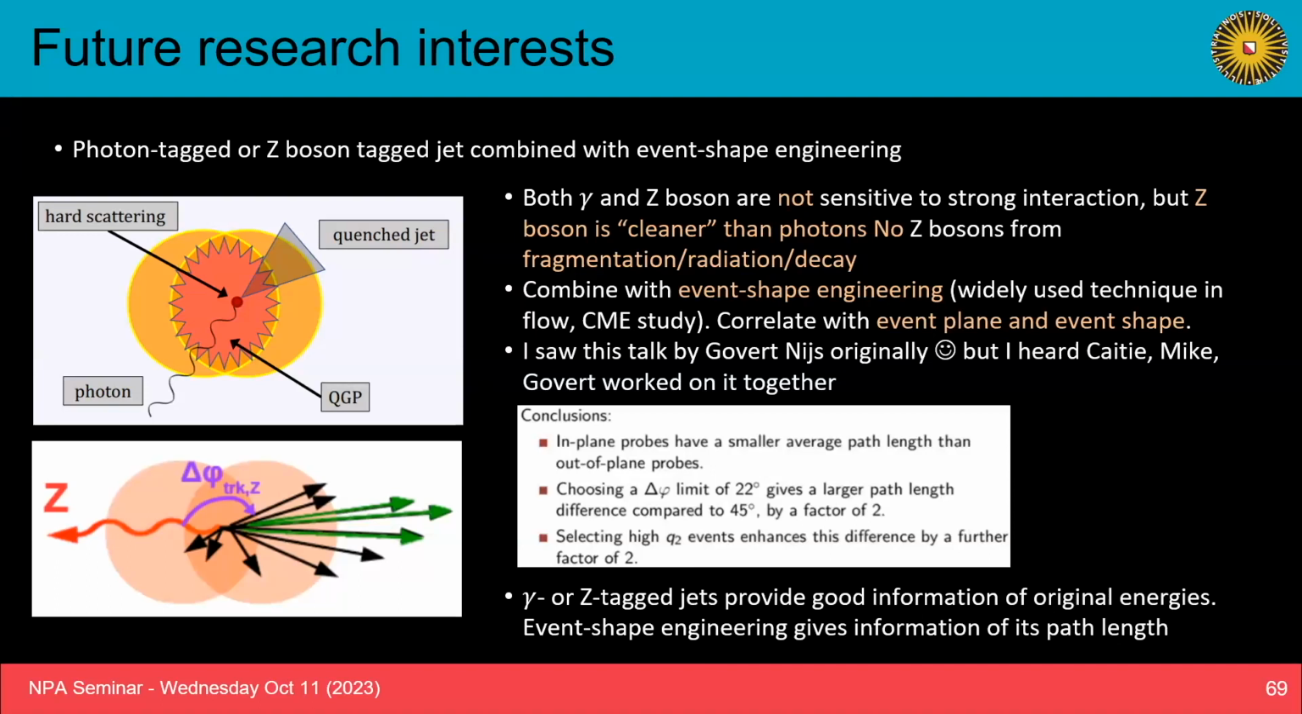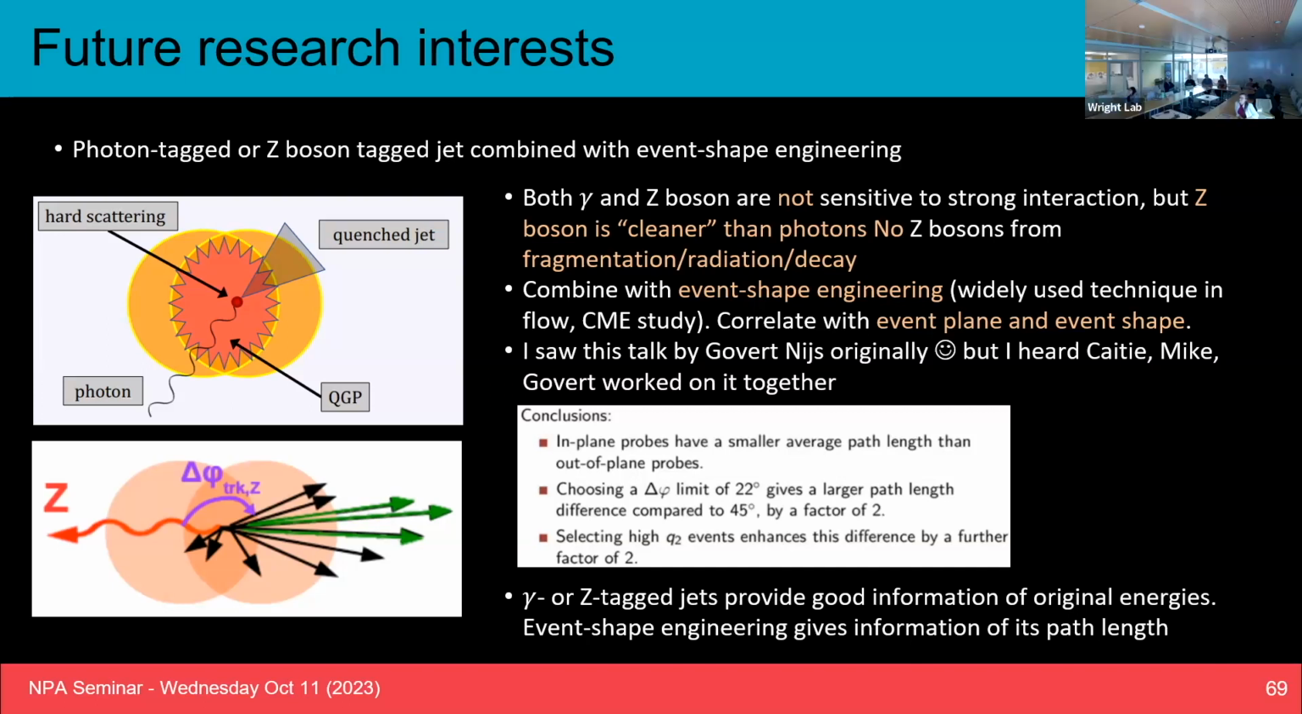I think he's just using the Z to tag the energy scale of the jet and then looking at jet event shape engineering. It seems like you're thinking he's using the Z to see if there's some effect of the medium on the Z, but I don't think that's the case. Oh, okay. So it's actually the Z-tagged jet. Yeah, it's a Z-tagged jet because it is supposed to be a clean tag. Okay, sorry, my fault.